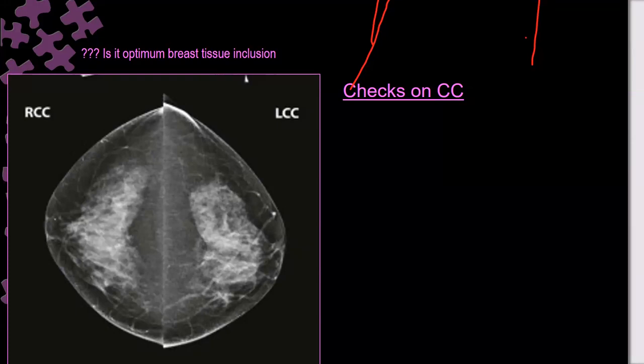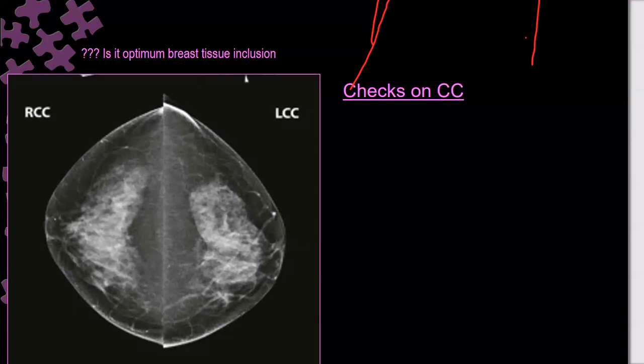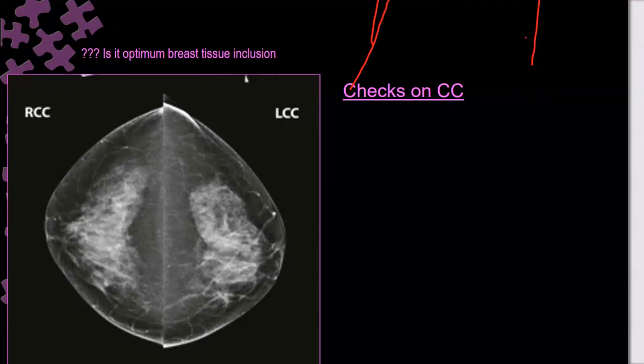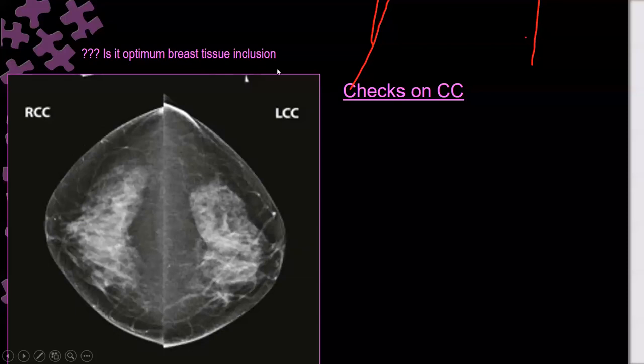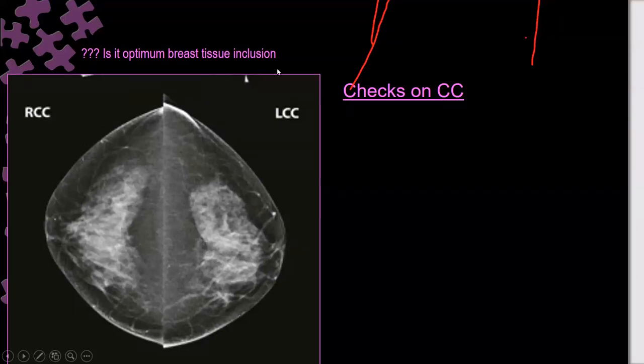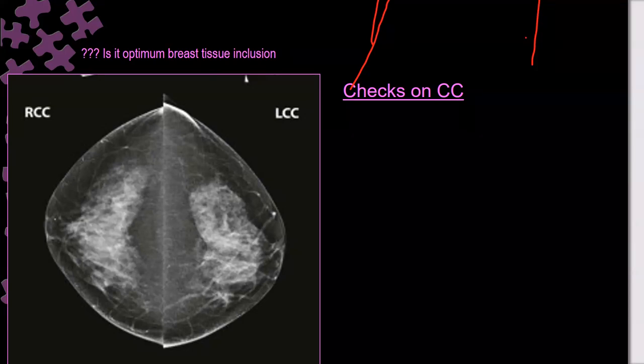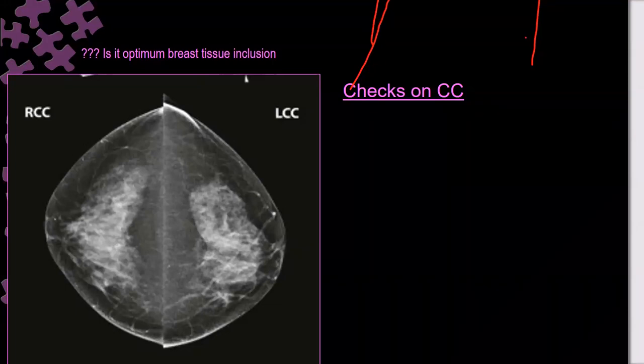The left one is suboptimal, or why? Because the medial part is smaller than the lateral part. My question: is it optimum breast tissue inclusion? One question, is it optimum or not? Optimum. Why is it optimum? Because we have three criteria.